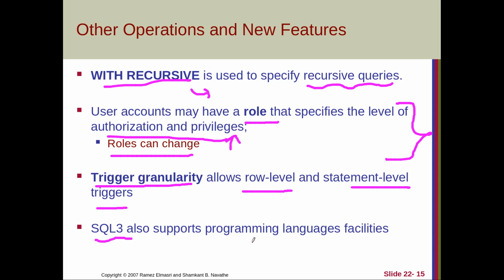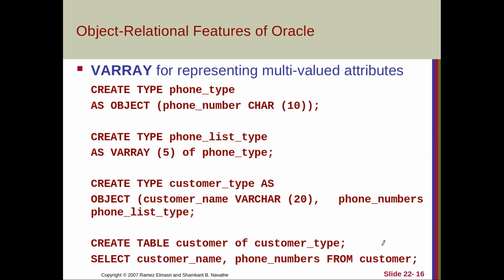So we are generally discussing SQL 3. SQL 99 is a part of SQL 3, so these two can be mixed. SQL 3 also supports some programming language facilities. So these are the additional features of SQL 3 and SQL 99. So far we were discussing the object relational features of SQL 3 and SQL 99.